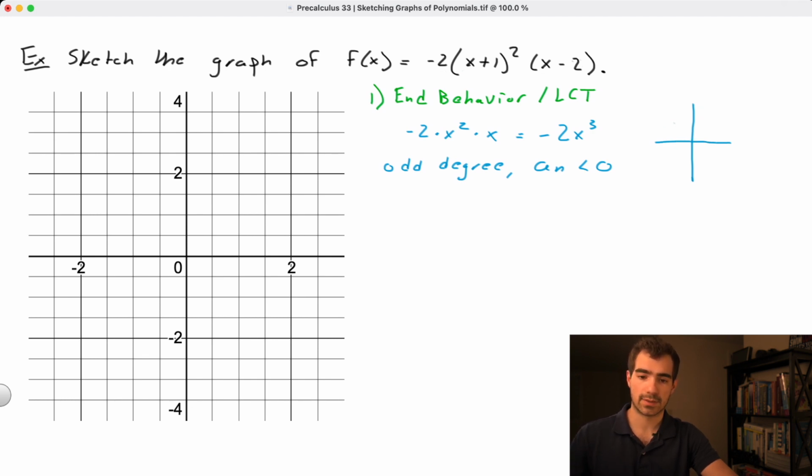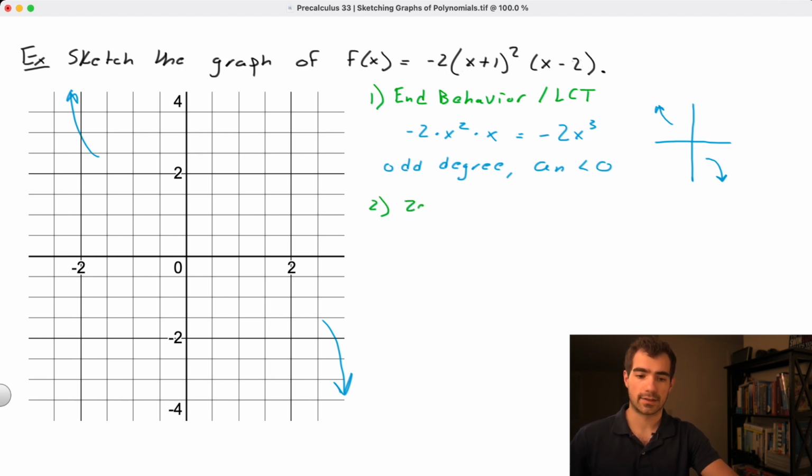In other words, as we go to the left, as x goes to negative infinity, our function f of x is going to go up. And as we go to the right, our function f of x is going to go down to negative infinity. And so we can roughly fill that in here to give us a sense of what's going to happen at the ends of our graph.